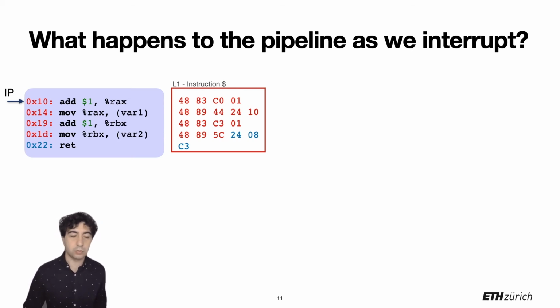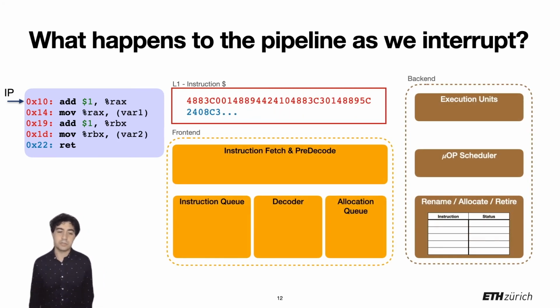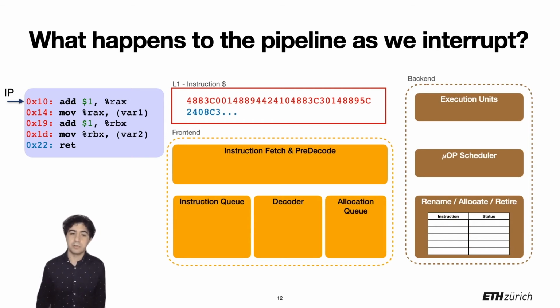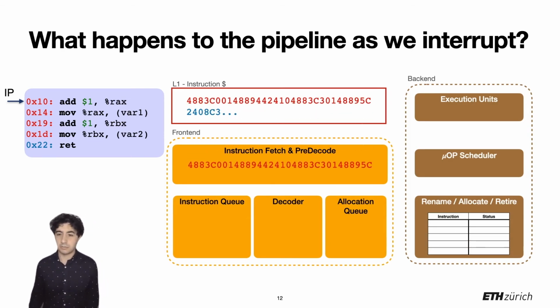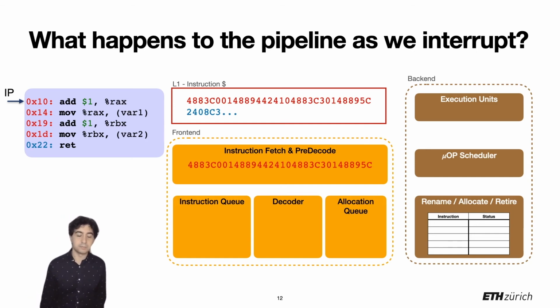And to do that, I'm going to show what happens to the CPU pipeline as we are interrupting each instruction in this code snippet shown on the left. The binary of this code is shown inside this red rectangle, which represents the L1 instruction cache. The first stage of the pipeline is the instruction fetch and predecode. What this module does is it fetches 16 bytes from the L1 cache that it is going to try to predecode. And importantly, the 16 bytes that are fetched can only start at a multiple of 16.